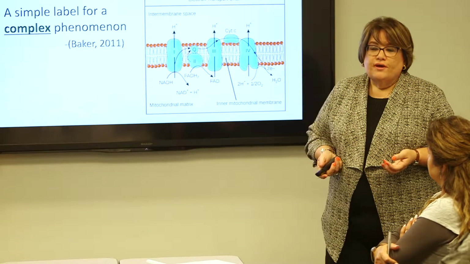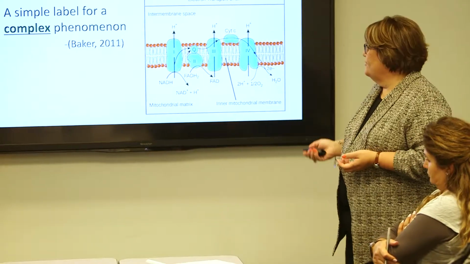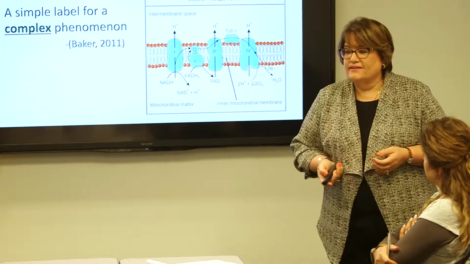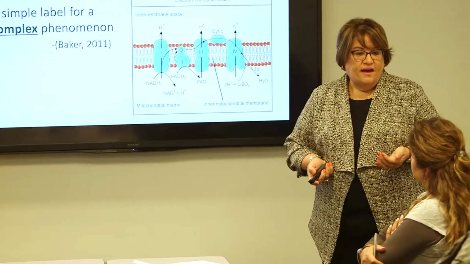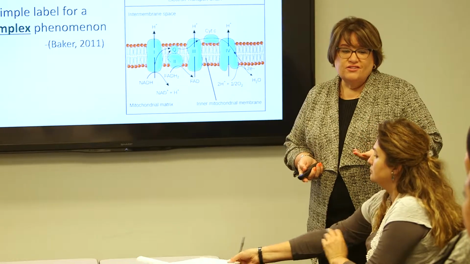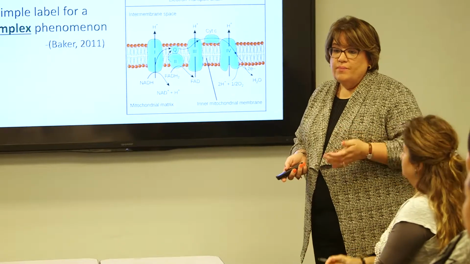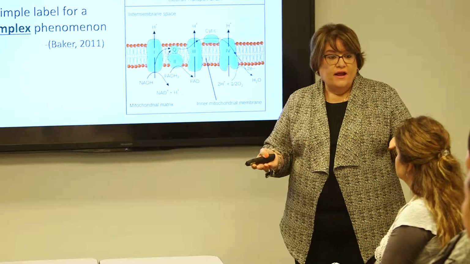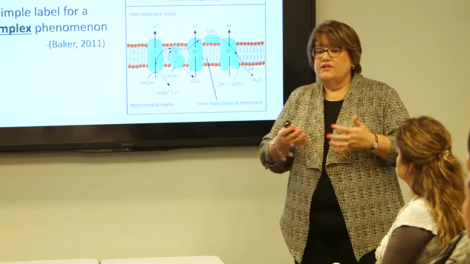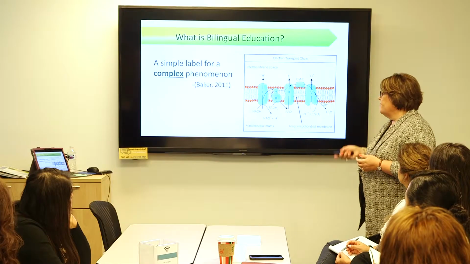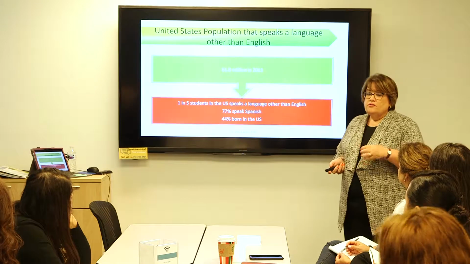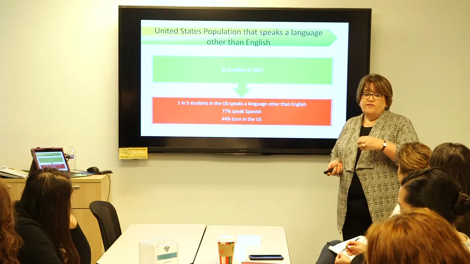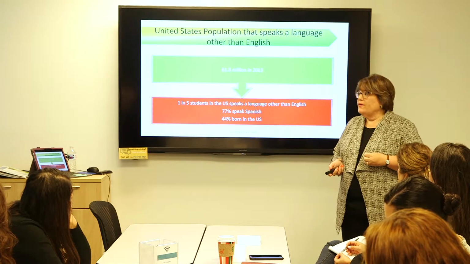So what is bilingual education? I always say bilingual education. I like this picture here that I've chosen because it's complicated. It's not easy. And Baker tells us that bilingual education is a simple label for a complex phenomenon. If it was really easy, we would have figured it out, right? And we continue to evolve, we continue to tweak, because it is a very complex phenomenon. And we cannot dilute the conversations about bilingual education into short, quick fixes, because we know how complicated it is.